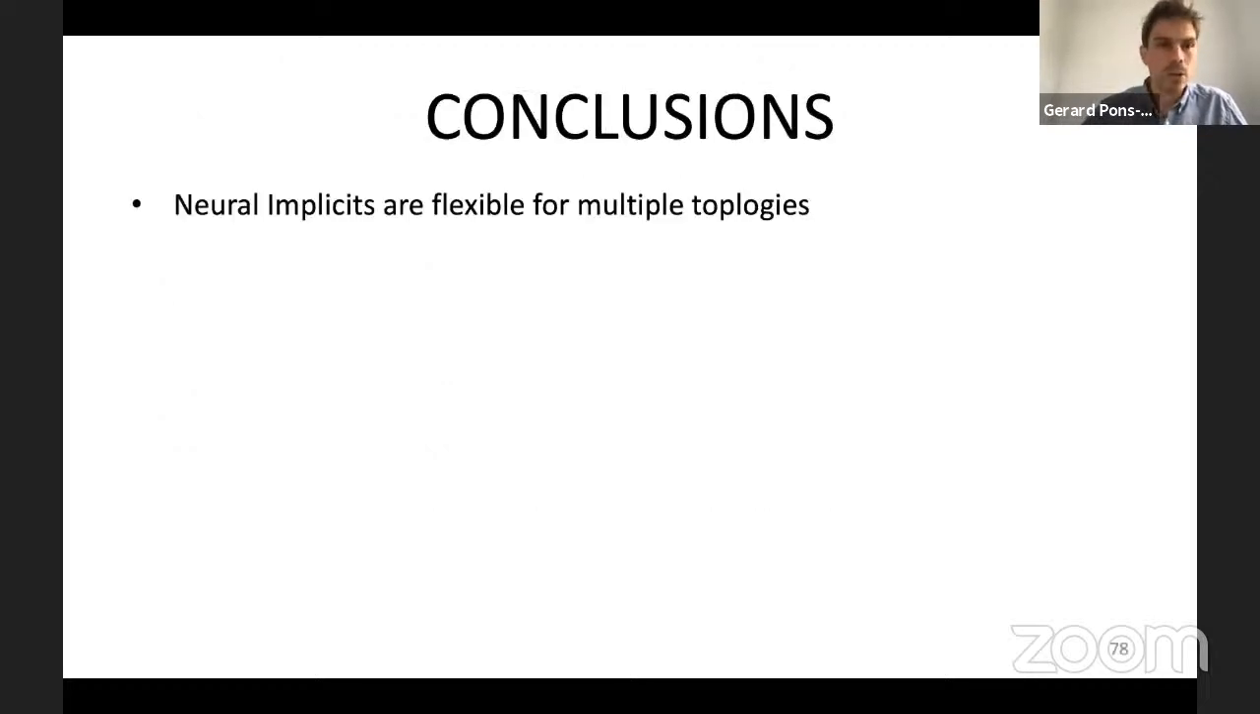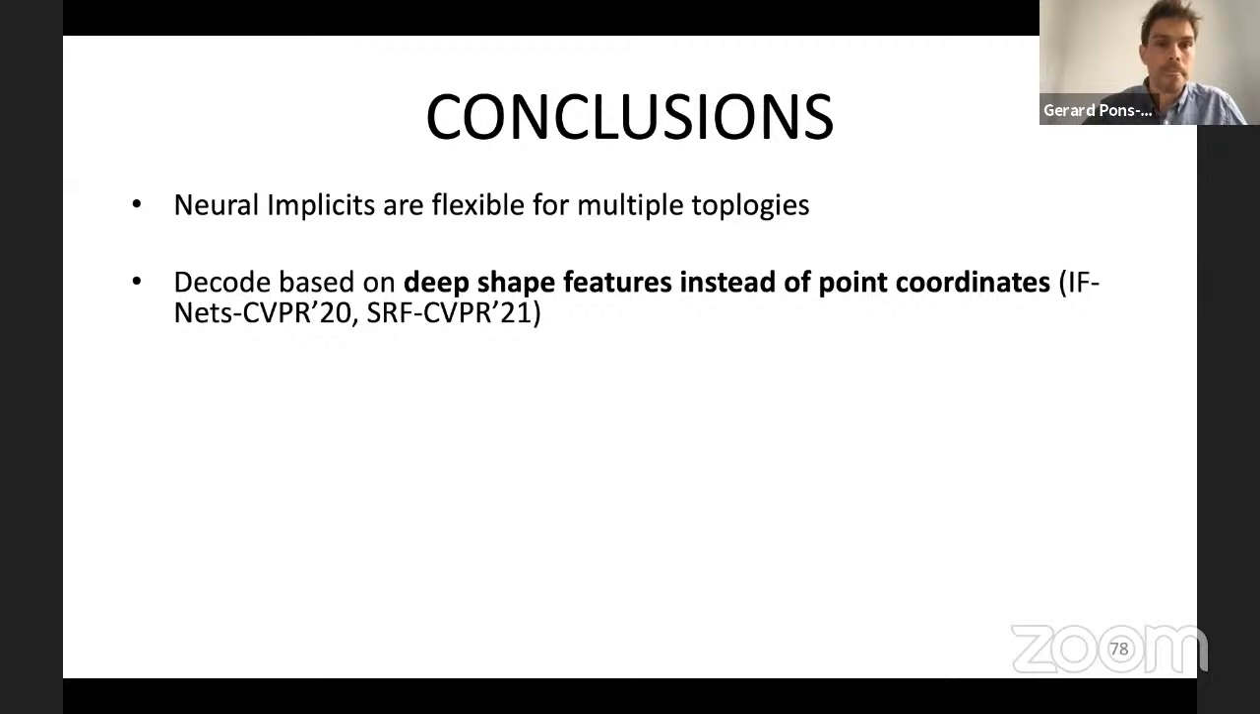Okay, so in conclusion, we've seen neural implicits, and I hope I convinced you that they are flexible for representing multiple topologies. I hope you're also convinced that you need to decode based on intrinsic shape features, so deep features instead of point coordinates, for most problems. That's what you probably want to do.